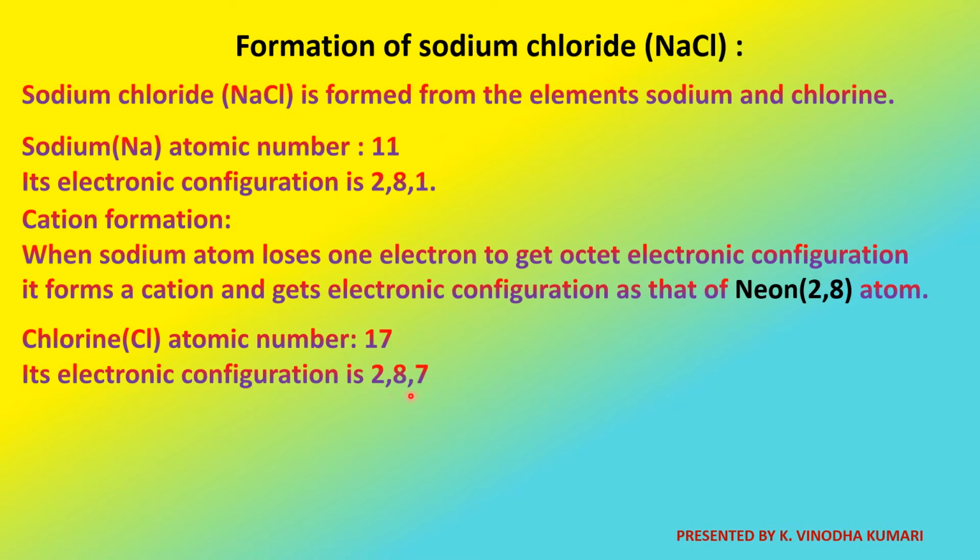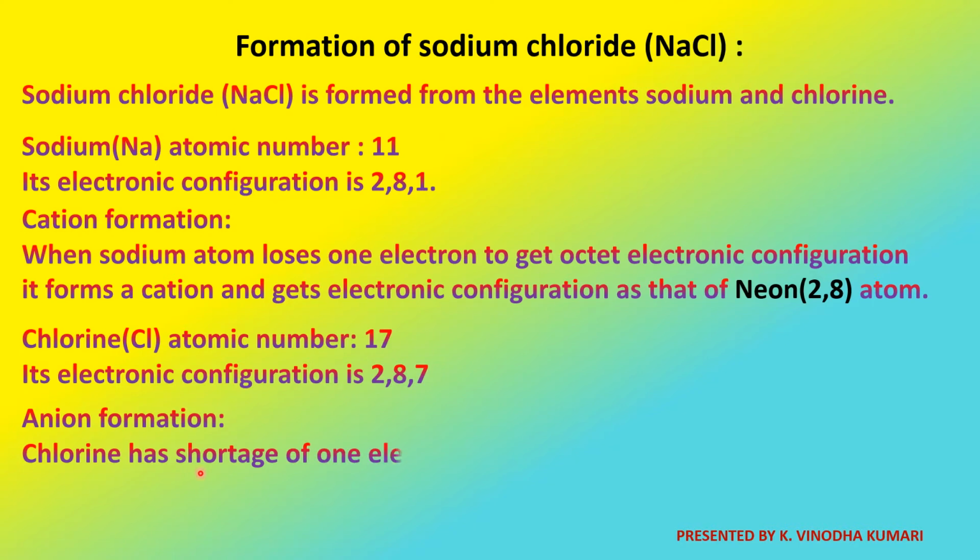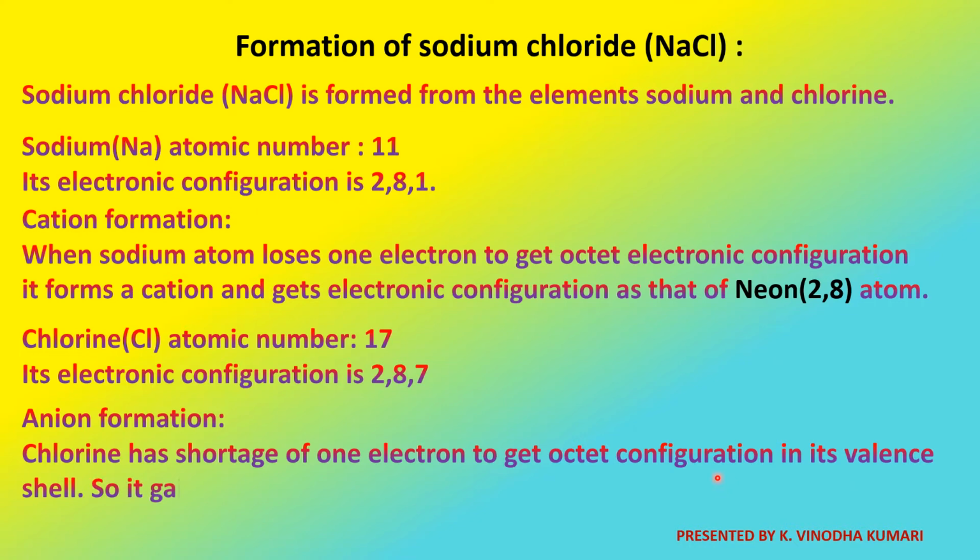That means it is short of 1 electron to get the octet configuration of argon. Whenever chlorine gains 1 electron, it forms an anion. So if chlorine gains one electron, it forms an anion and gets the octet configuration of argon. So its valence shell will have 2, 8, 8 after gaining an electron.